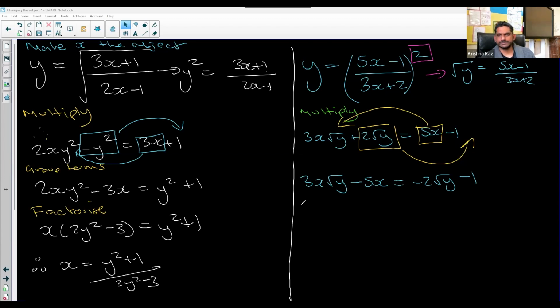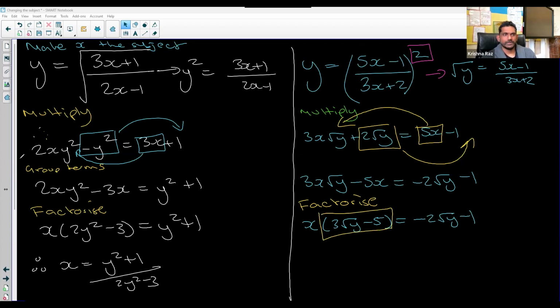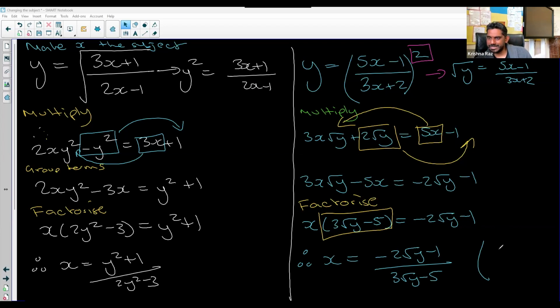At this point, we factorize. So we take the x out, which gives us x times 3 square root y minus 5 equals minus 2 root y minus 1. And then we divide. So therefore, x equals minus 2 root y minus 1 all over 3 root y minus 5, which some of you may realise is the same as having 2 root y plus 1 over 5 minus 3 root y. Yeah, so it's possible to get two answers there, and they're both correct.